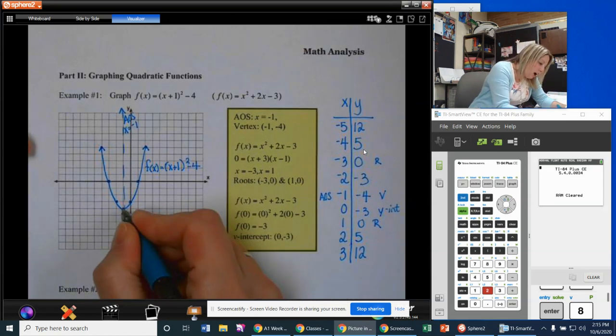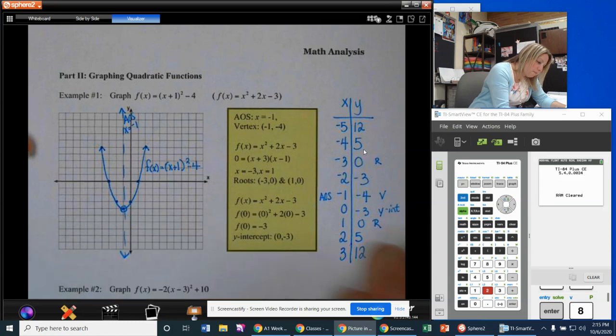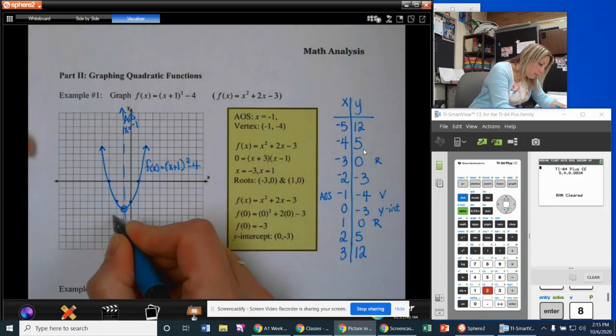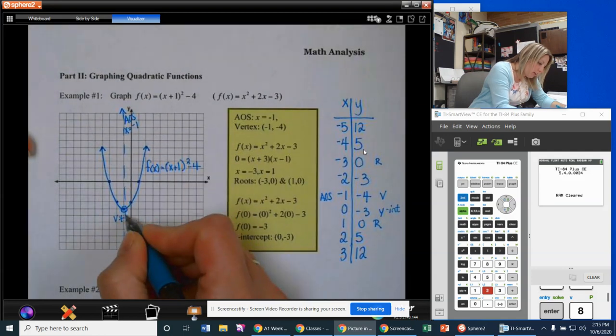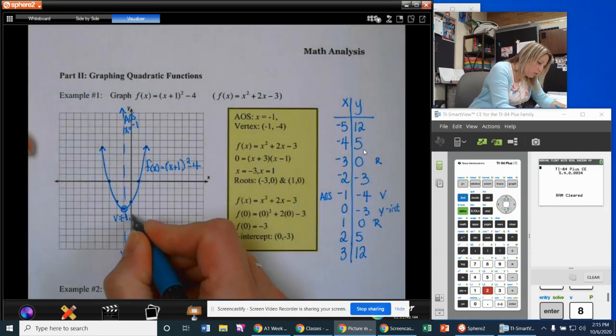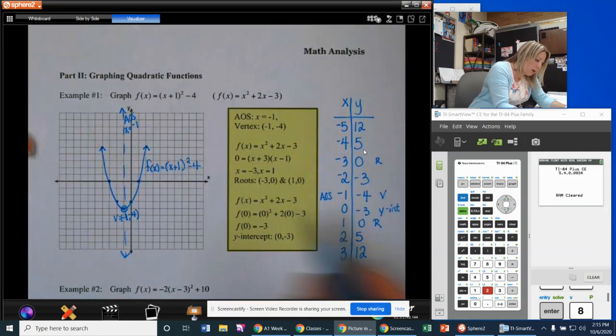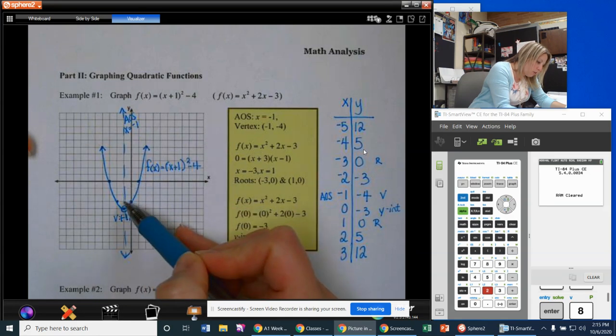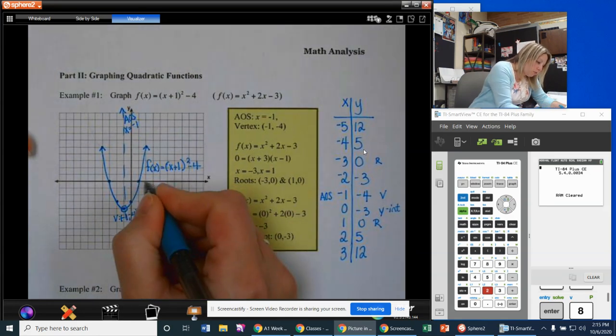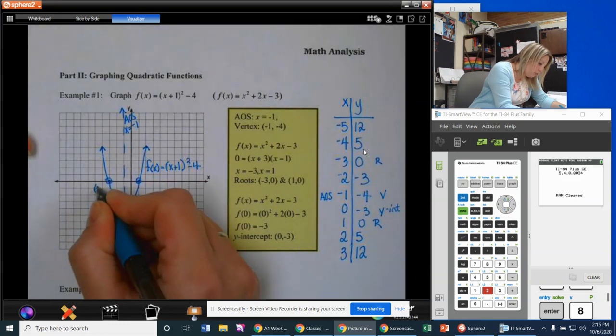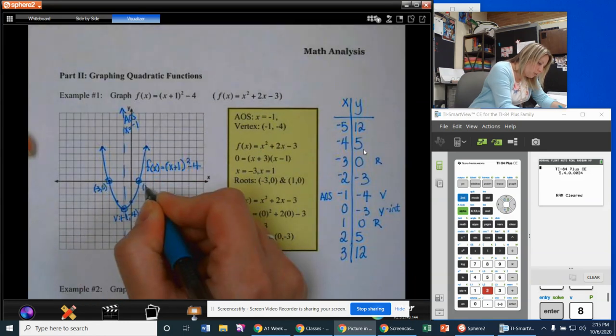Vertex right there on the axis of symmetry. So there's your vertex. And what was that? -1. Well, yeah, because my axis of symmetry is x equals -1, so that has to be the case. And I think we were down to -4. Yep. Okay, roots. The zeros are the roots. These are (-3, 0) and (1, 0).